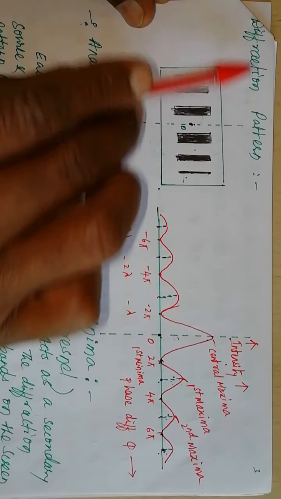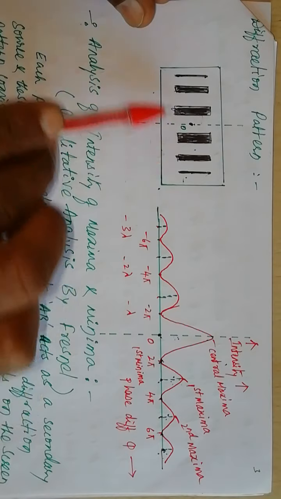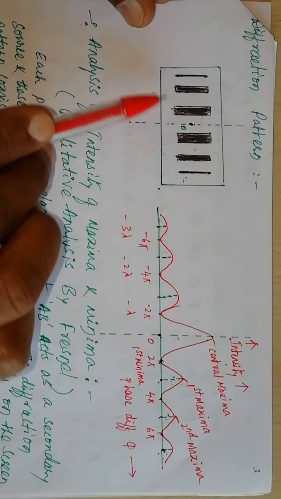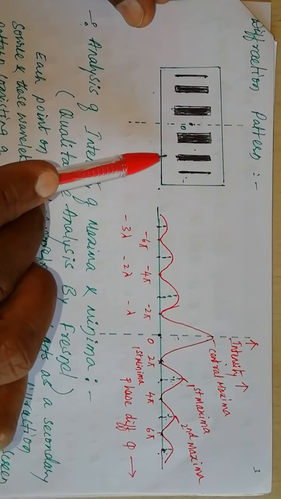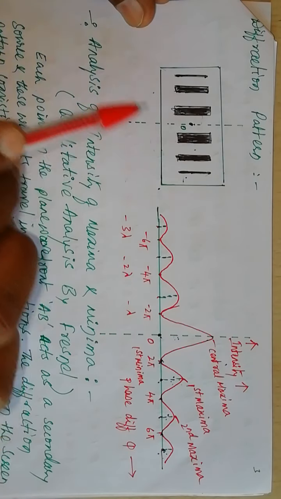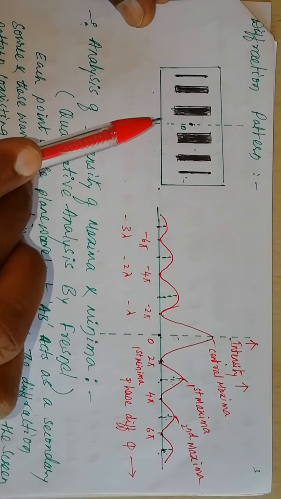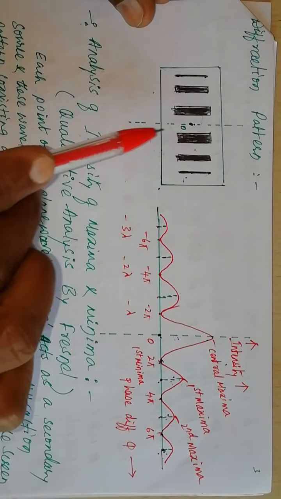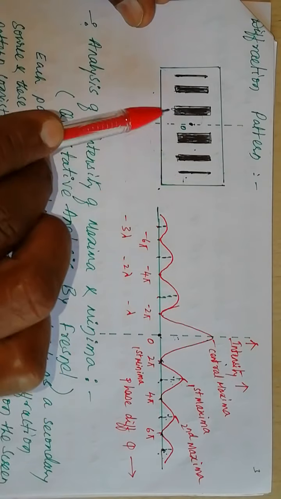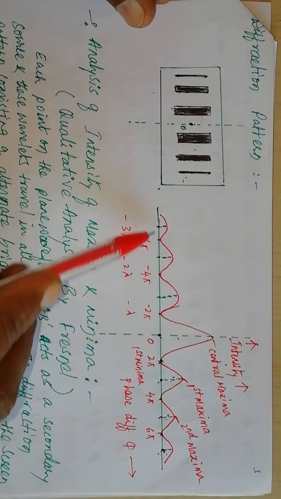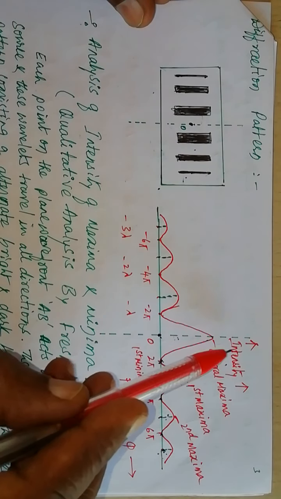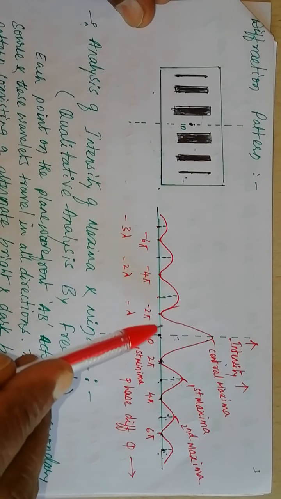So the diffraction pattern also consists of alternate bright and dark bands, but of unequal width. The width is not the same for all bright bands and dark bands. Whereas in Young's double slit experiment, the interference pattern consists of alternate bright and dark bands of the same width, here the bright and dark bands in the diffraction pattern are not of the same width. Graphically, we can realize this particular fact that the widths of the bands are not the same.